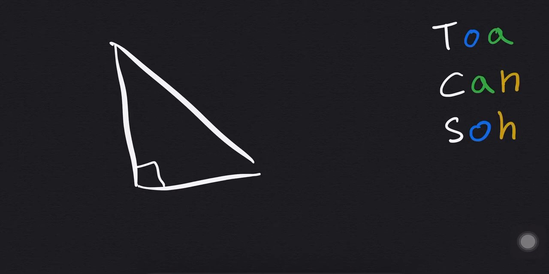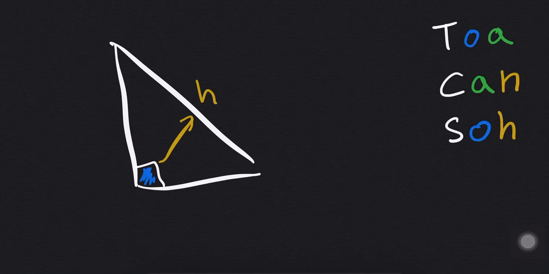As you can see, we have O, A, and H. The first thing that we need to do is to find O and H. H is easily found because it's always opposite to the right angle. So this is the right angle. I'm going to use yellow for H. So this is my H, my hypotenuse.